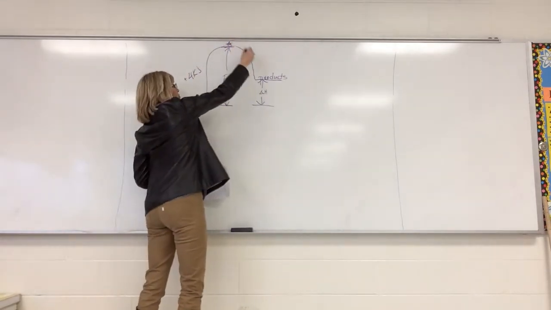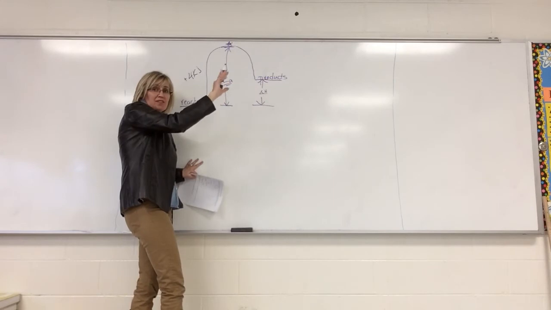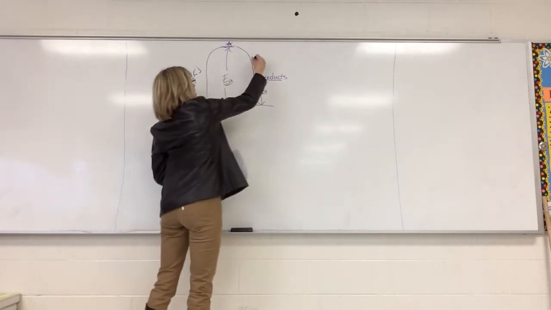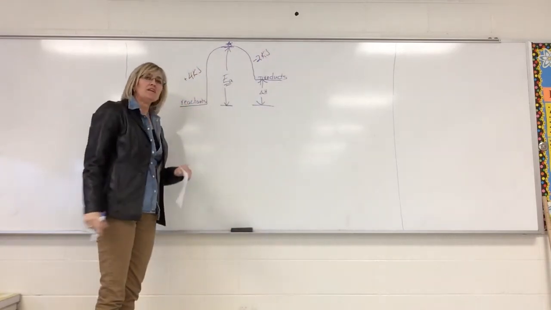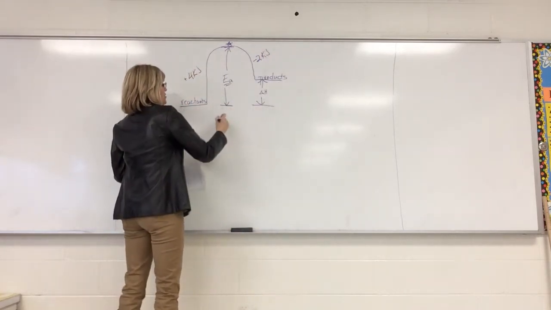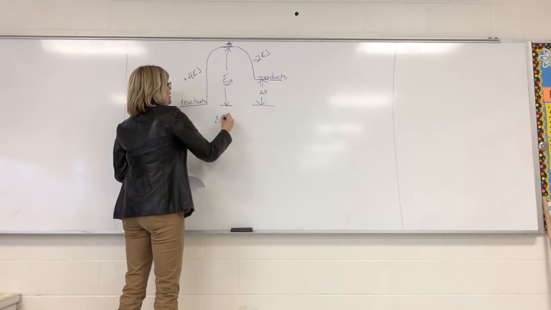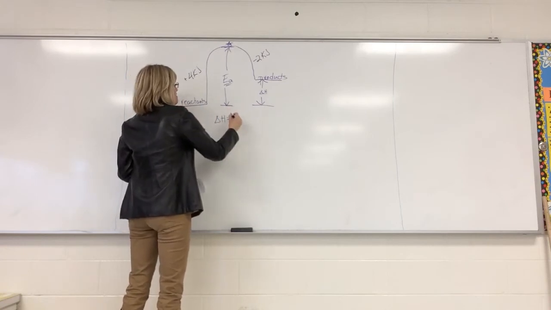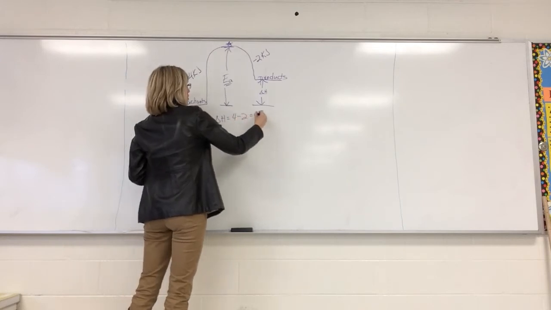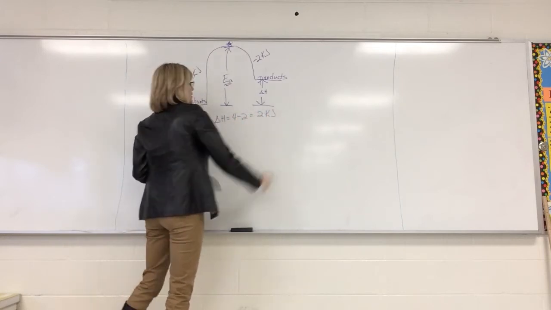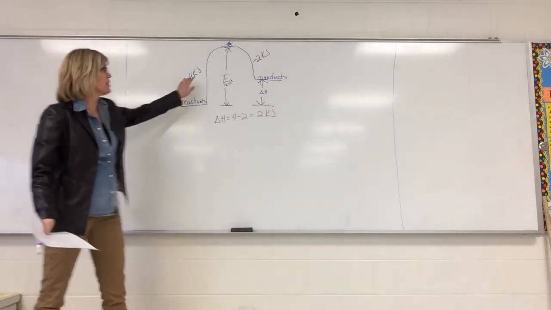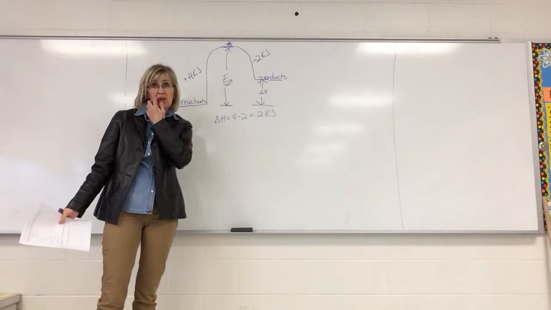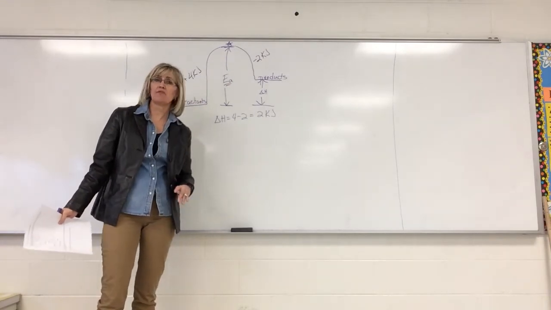And then the energy released as we go from transition to product is a negative 2 kilojoules. All right? Well, the delta H then for this would be 4 minus 2, or 2 kilojoules, right? Okay, because delta H is going to be the difference between the reactants and the products.